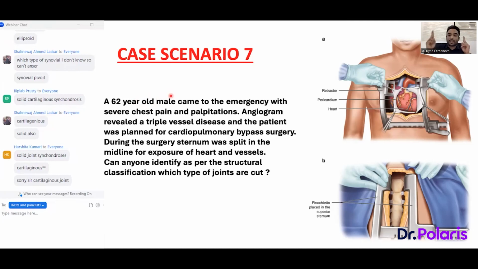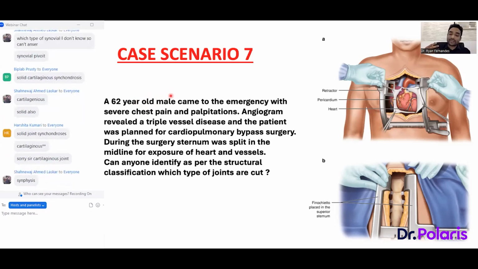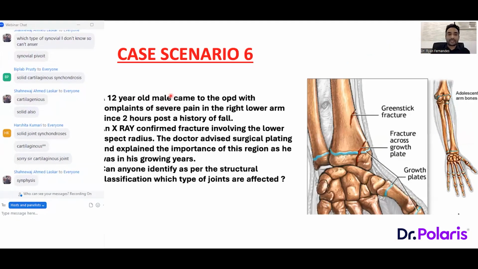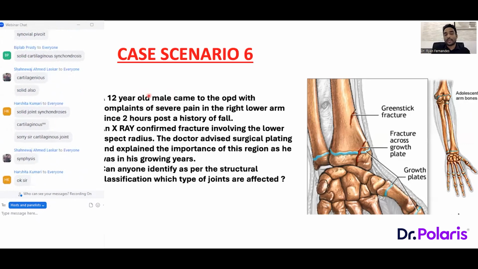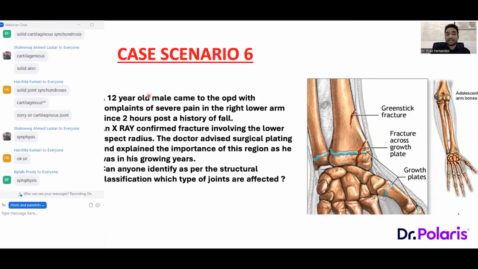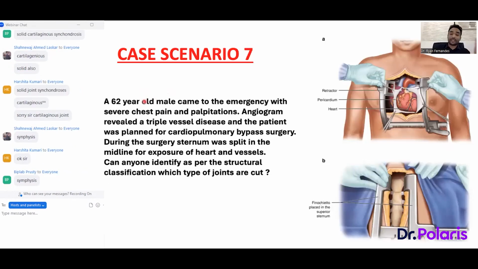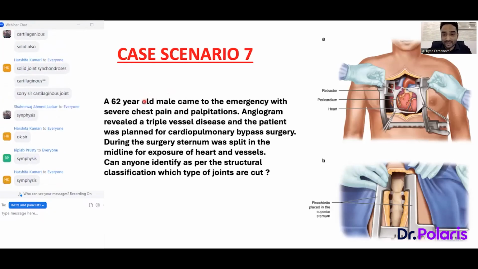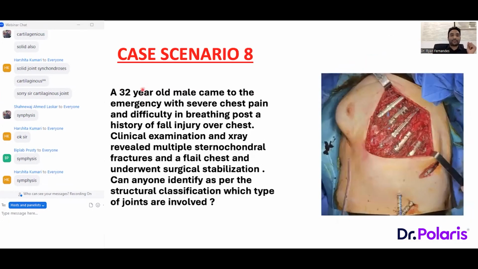You have to remember only two things: growing bone, not growing bone. Young patient, old patient. So now in the previous case, it was a 12-year-old growing boy. So there is a chance of synchondrosis. Here it is 62-year-old male, and it is seen in the midline. So it is solid, cartilaginous, and symphysis. Good. So that is how you analyze. Every question will make you understand better.